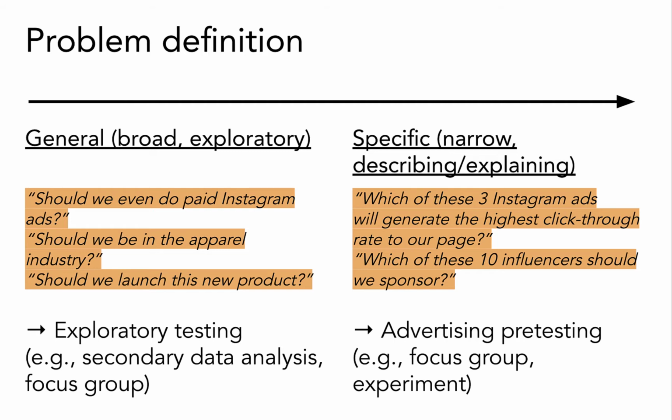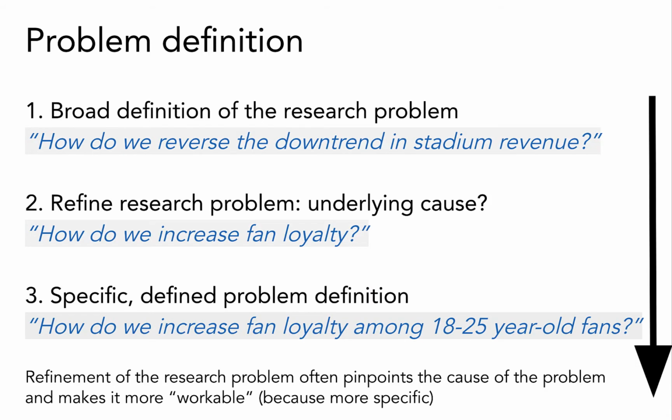Whereas later on, if you ask specific questions, such as which of these 3 Instagram ads will generate the highest click-through rate to our page, or which of these 10 influencers should we sponsor, this usually leads to much more specific research methods such as advertising, pre-testing, focus groups, or experiments. Focus groups can actually occur both in the general questions as well as in the specific types of questions. Now, either way, when you are facing a question, it's always a good idea to go as specific as possible.